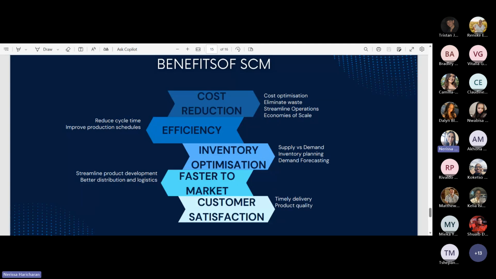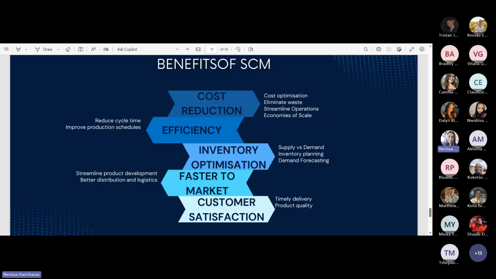Then you have inventory optimization. Here you have your balance between supply and demand. You want to implement better demand forecasting and replenishment strategy so that you can meet your customers' demand at the end of the day by producing enough supply. So this is one of the inventory optimization benefits. Demand planning, demand forecasting, inventory optimization. This is where a lot of your benefits for supply chain come from.